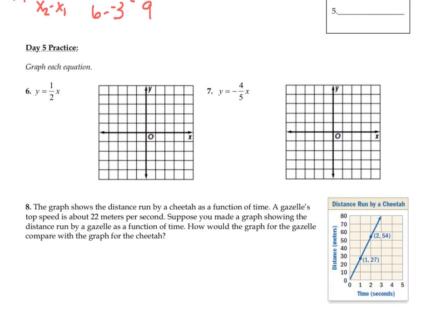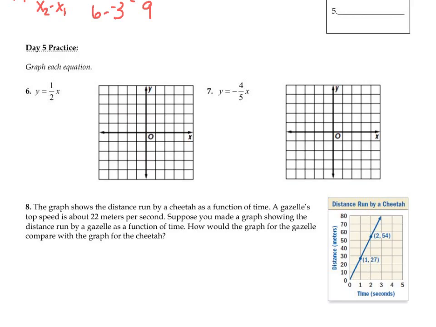Taking a quick look at number 8 at the bottom of the page, it says the graph shows the distance run by a cheetah as a function of time. A gazelle's top speed is 22 meters per second. Suppose you made a graph showing the distance run by the gazelle as a function of time. How would the graph of the gazelle compare to the graph of the cheetah?